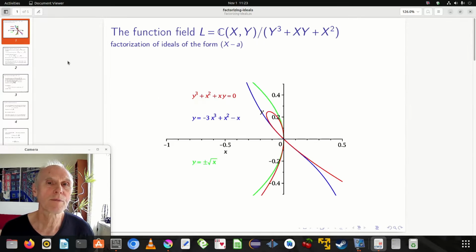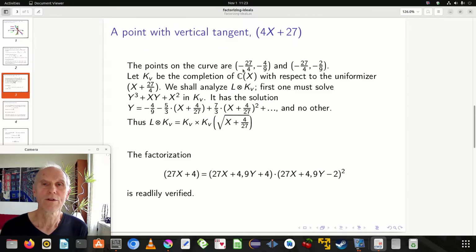Then I took the double point, that is x equals minus 2/9. That gives this double point here. Oh, it's not a double point, it's a vertical tangent. So here, this ideal should ramify. Now, the first thing following the book is to see, we work in the polynomial ring C of x, and we take this ideal in the polynomial ring, and that's a uniformizer in the field of rational functions. And then we make the completion with respect to that.